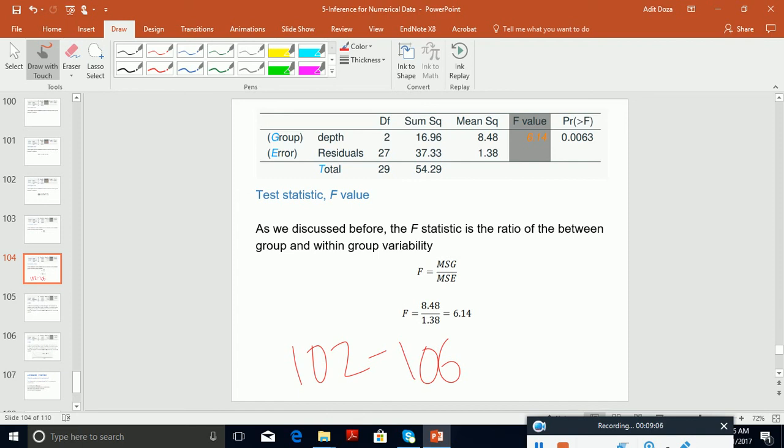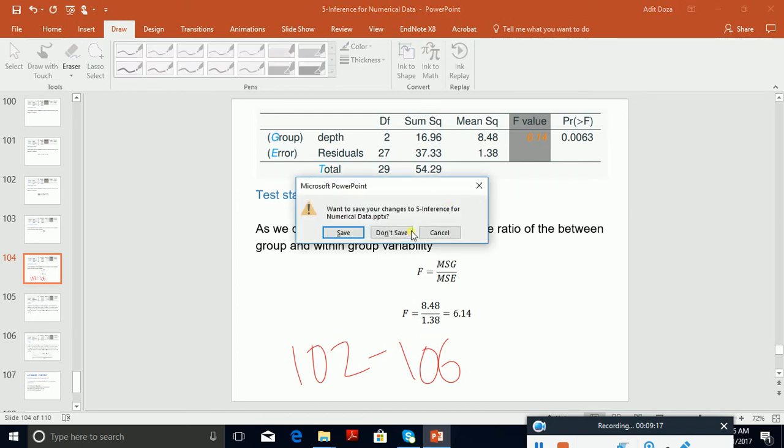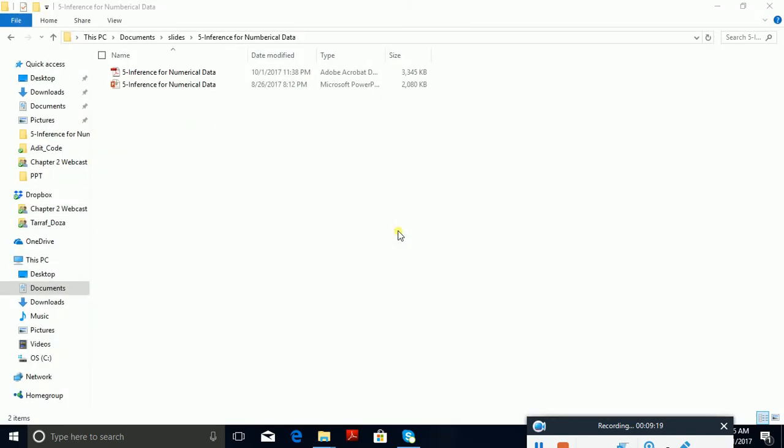So no ANOVA, no paired data. These are the only quantitative stuff that is going to come in the exam. So that's about chapter 5, and I'm recording the session so that those who are absent can view it.